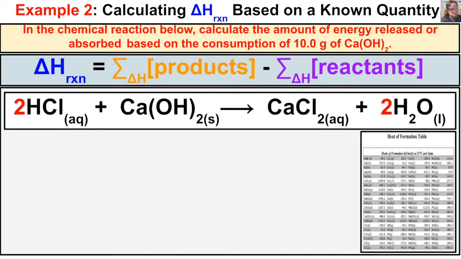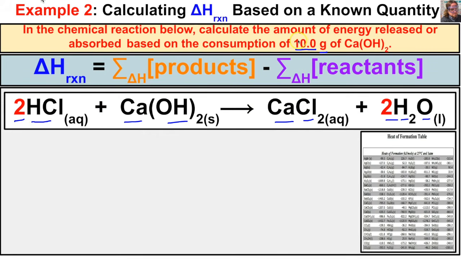In this problem right here, it says in the chemical reaction below, calculate the amount of energy released or absorbed based on the consumption of 10.0 grams of calcium hydroxide. So we have a chemical reaction right here, and this is telling us that 2 moles of hydrochloric acid is going to react with 1 mole of calcium hydroxide to produce 1 mole of calcium chloride and 2 moles of liquid water. So what we will first have to do is figure out the heat of the reaction. That is to say, the amount of energy released or absorbed for this chemical reaction right here.